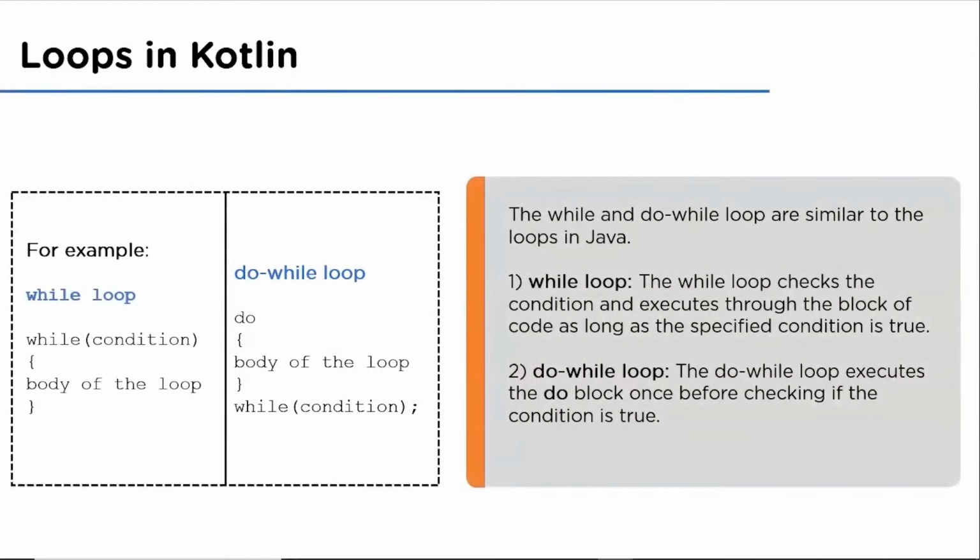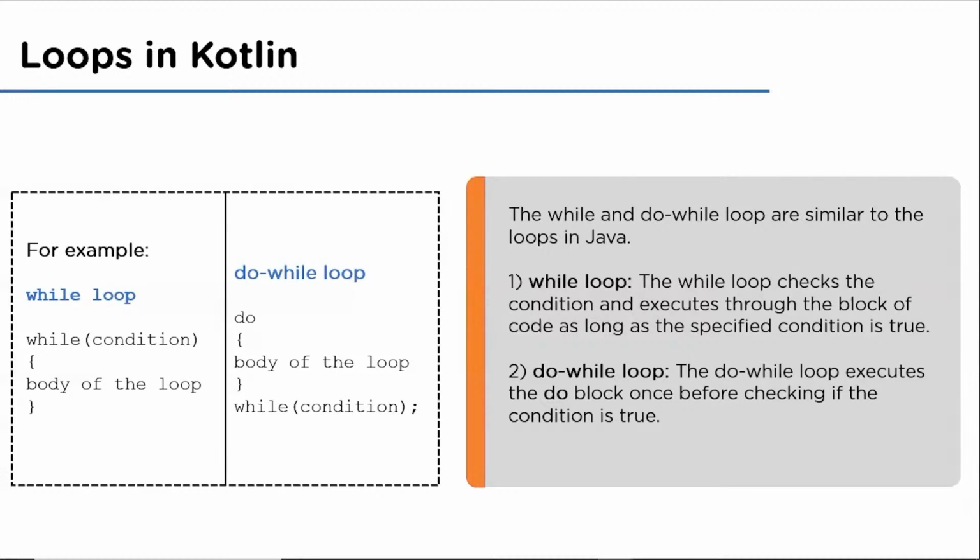Both these loops are similar to the loops in Java. The function of the while loop is it checks the condition and executes through the block of code as long as the specified condition is true. And the do while loop executes the do block once before checking if the condition is true, which means the loop will execute at least once even if the condition is not true.